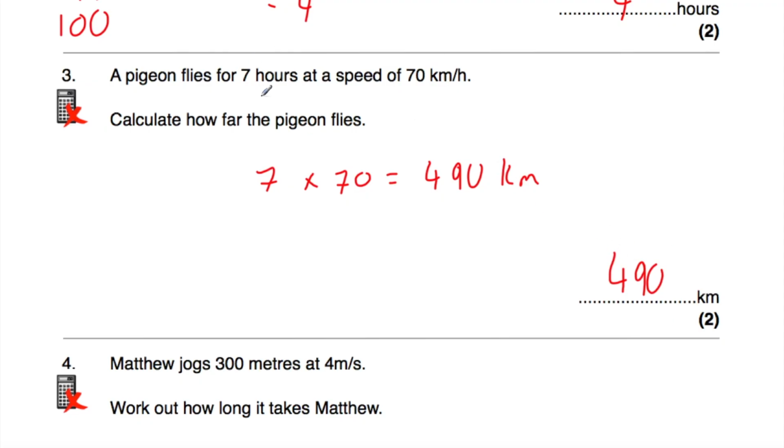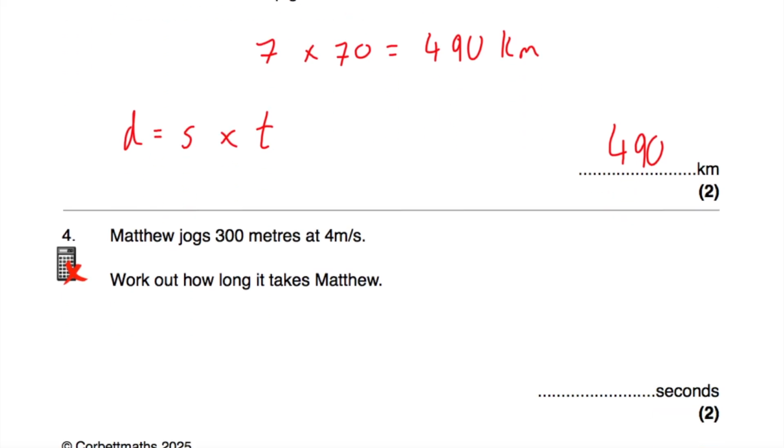Or another approach is to know that the distance is equal to the speed times the time. And if you take the speed 70 and times it by the time 7, that'll tell you the distance, 490. So that's it. Okay, let's look at our next question, question number 4.